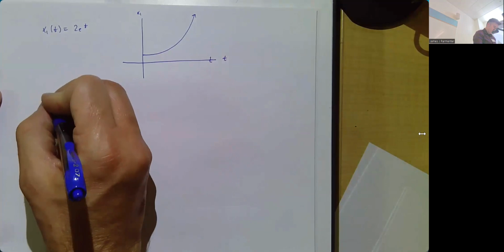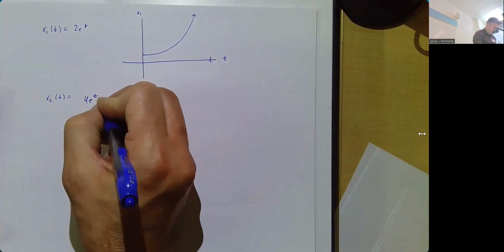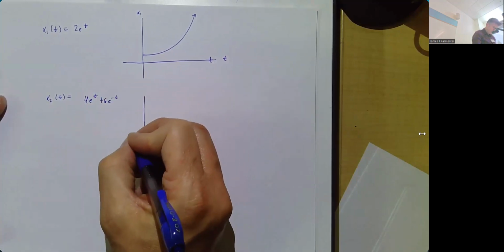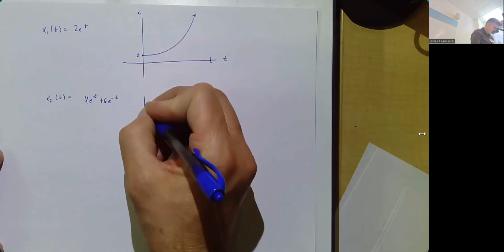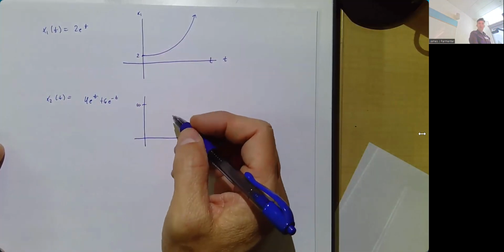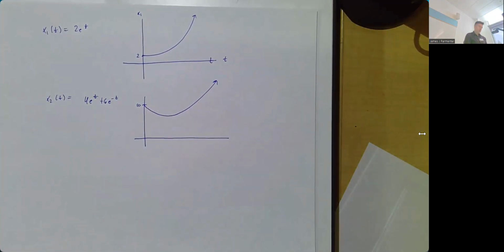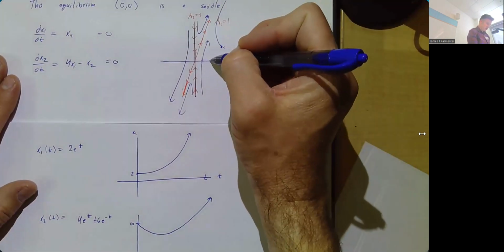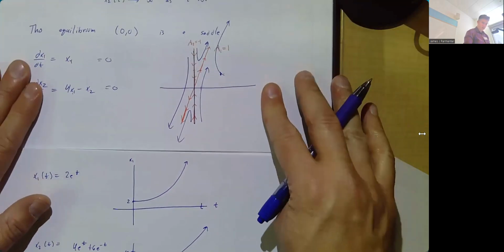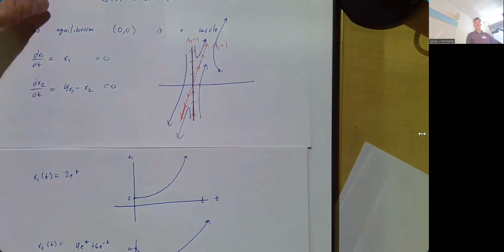Similarly, x2 of t equals, I forgot what it was, 4e to the t plus 6e to the negative t. If you plug in t equals 0, you start off with a value of 10. And I think there's a little bit of a dip before it starts getting bigger and bigger, but essentially it does something like this. Which makes sense if you think back to our other graph. If you think about starting at the point 2, 10, which is way up here, you probably have a little dip first before you turn around, because you're not quite on the eigenline to start with.